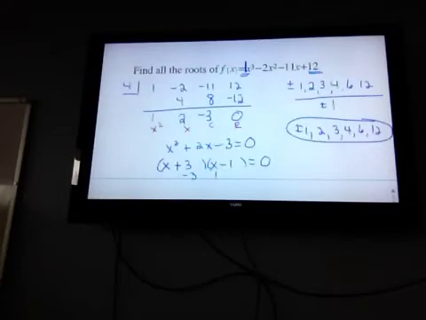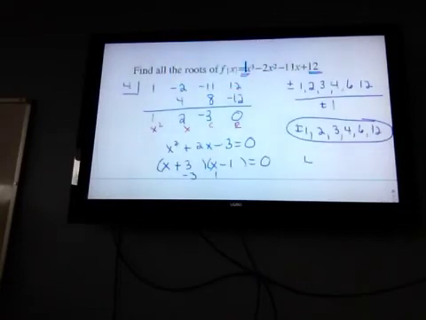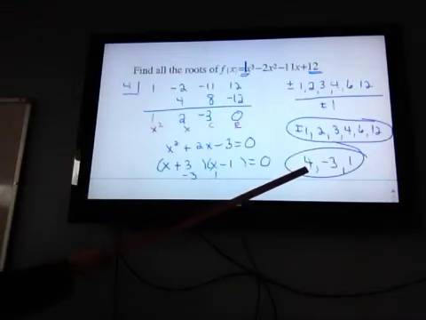So my 3 answers are 4, which I put in the box, negative 3, which I got when I factored, and the 1, which I got when I factored. This is what I'm looking for as the final answer, these 3 numbers.